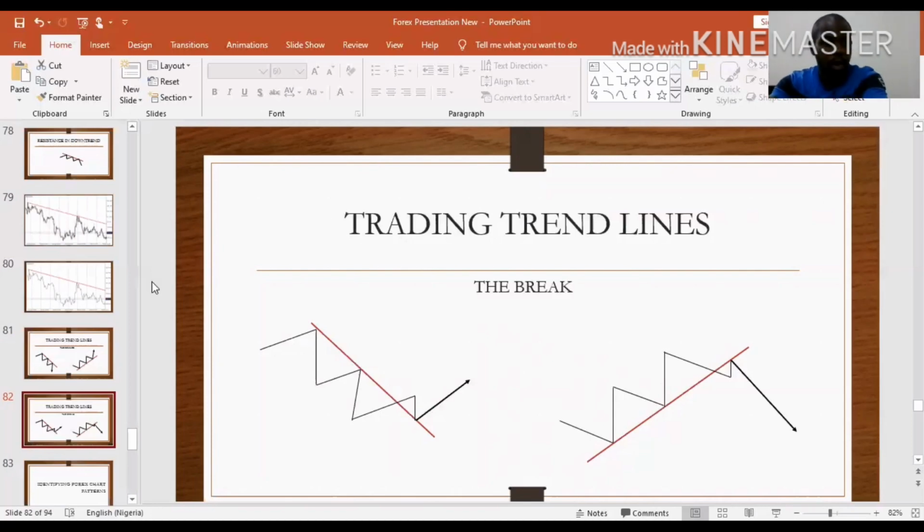So I'm done with explaining what the trend line is and how to trade a trend line. Now I'm quickly going to show you how to draw a trend line on the MT4 using the computer, an iOS device, and an Android device.